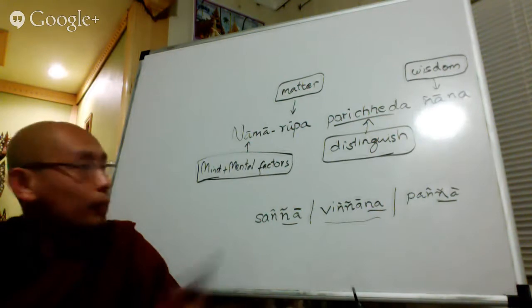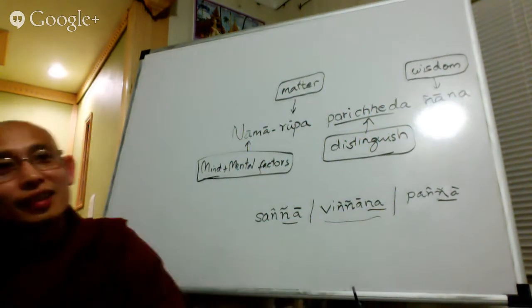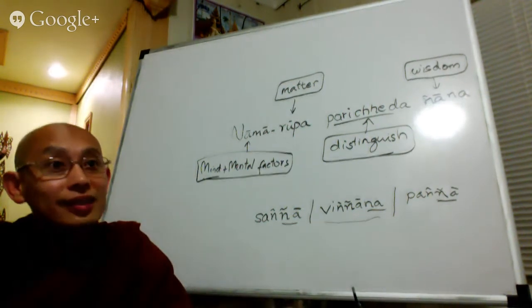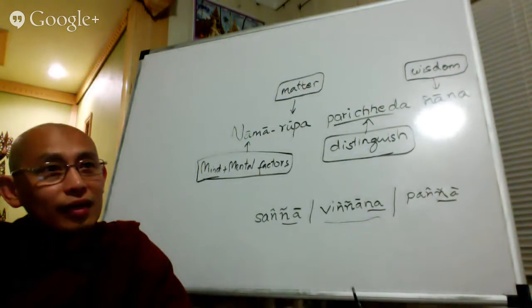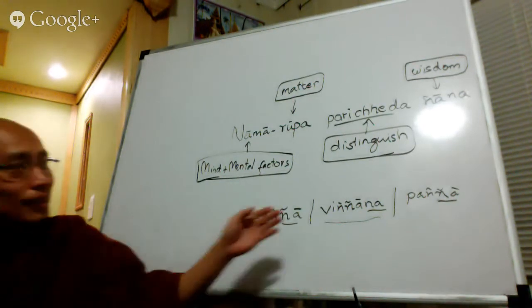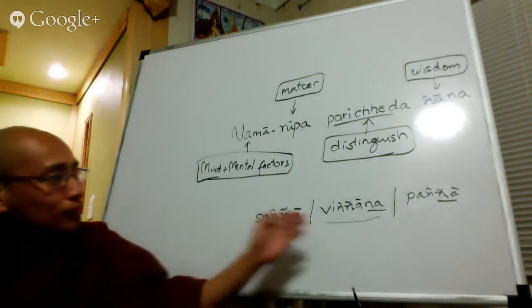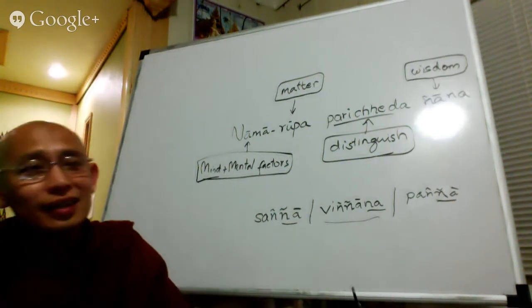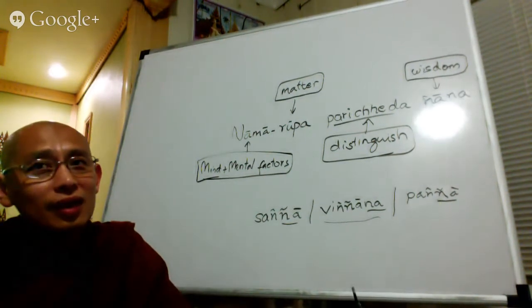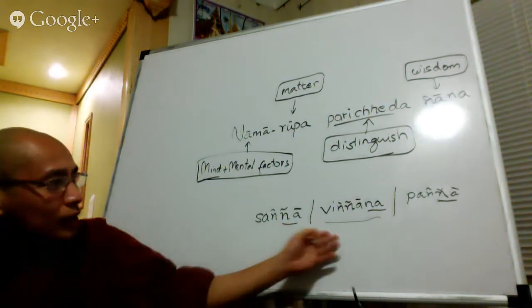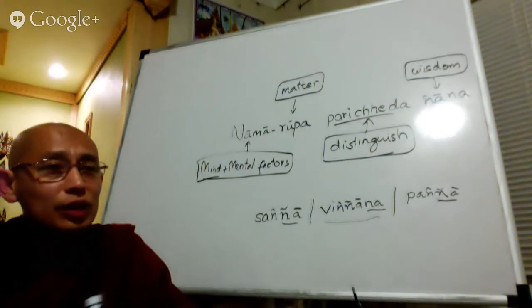Like this, panya, knowing the object is like this. So not the same, huh? Knowing the object, but in a different way. So sanya, vijnana, and panya are like this. We need to understand.